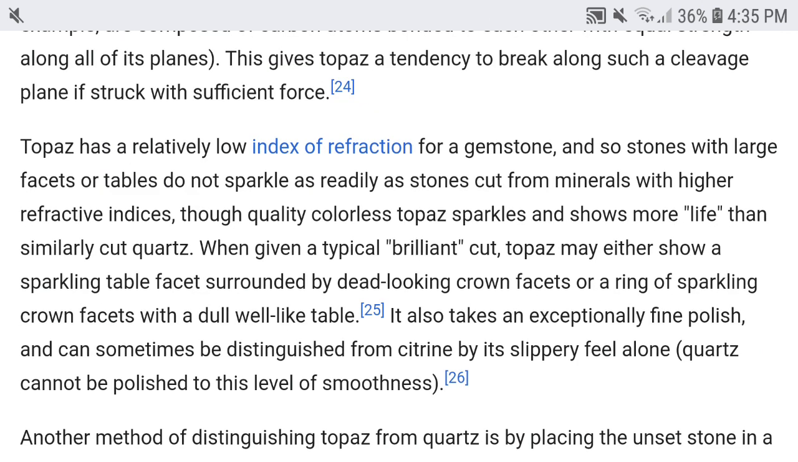Topaz has a relatively low index of refraction for a gemstone, and so stones with large facets or tables do not sparkle as readily as stones cut from minerals with higher refractive indices. Though quality colorless topaz sparkles and shows more life than similarly cut quartz. When given a typical brilliant cut, topaz may either show a sparkling table facet surrounded by dead-looking crown facets, or a ring of sparkly crown facets with a dull, well-like table.